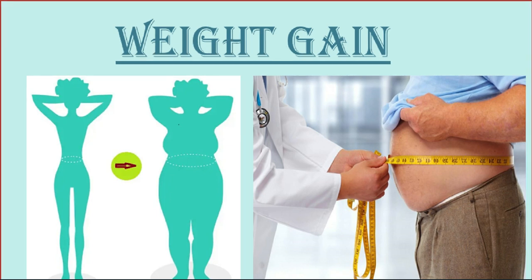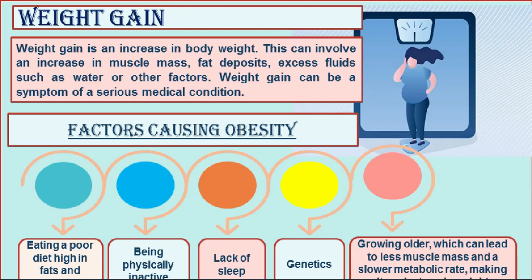In this video, we will tell you about what is weight gain and its complications. Weight gain is an increase in body weight. This can involve an increase in muscle mass, fat deposits, excess fluids such as water, or other factors. Weight gain can be a symptom of a serious medical condition.